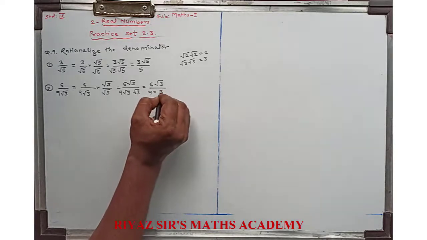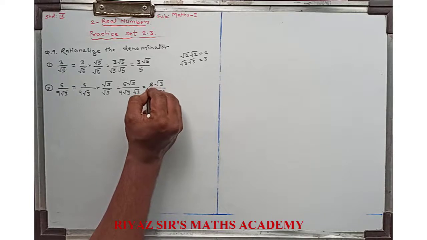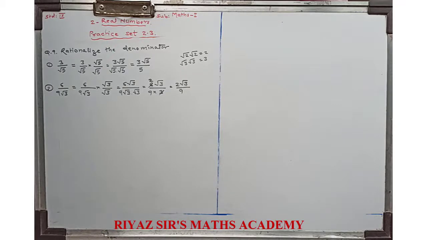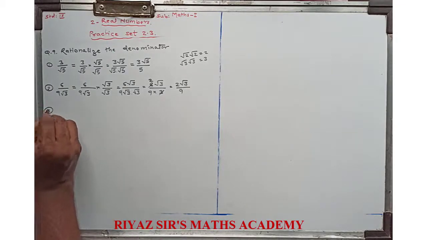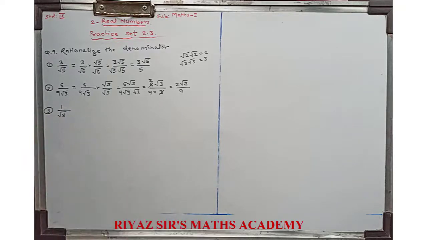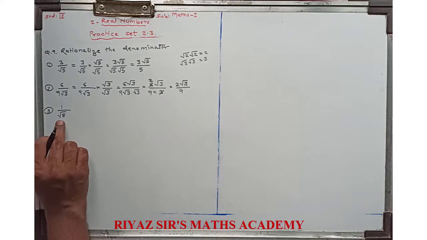Okay. If it is possible, just simplify here. 3 ones are 3, 3 2s are 6. So you will get 2 root 3 upon 9. That is the final answer. Yes, any doubt in this? No.